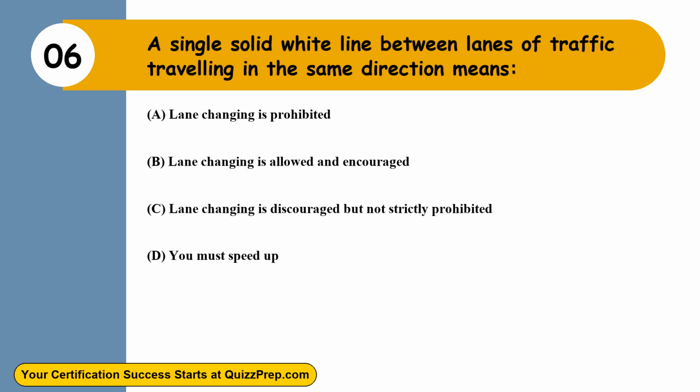Question 6. A single solid white line between lanes of traffic traveling in the same direction means Option A, lane changing is prohibited. Option B, lane changing is allowed and encouraged. Option C, lane changing is discouraged but not strictly prohibited. Option D, you must speed up.